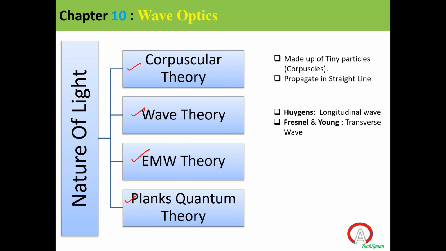EM wave, why is it electromagnetic wave? Electric and magnetic. Their oscillation is perpendicular. That is the transverse nature of electromagnetic wave.